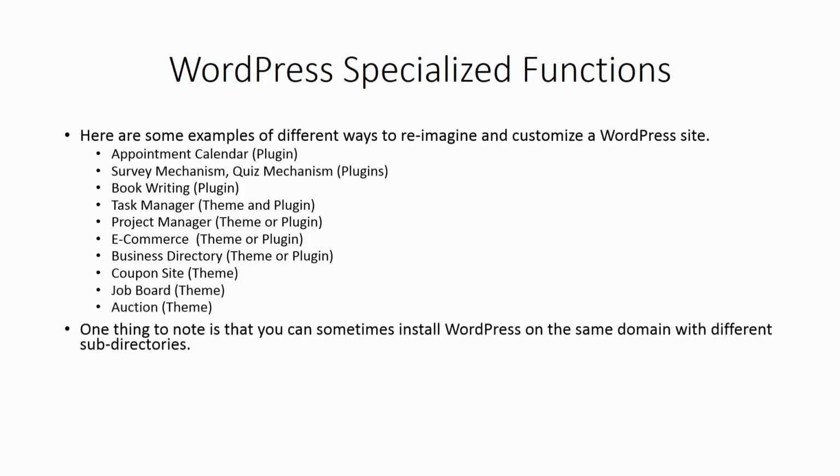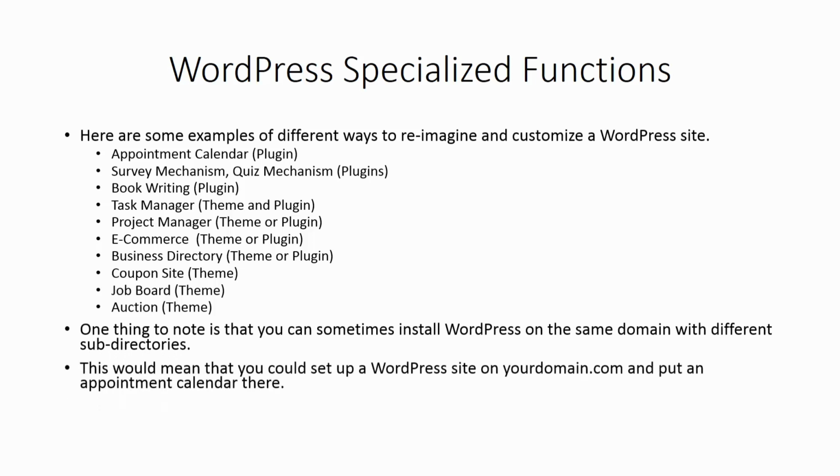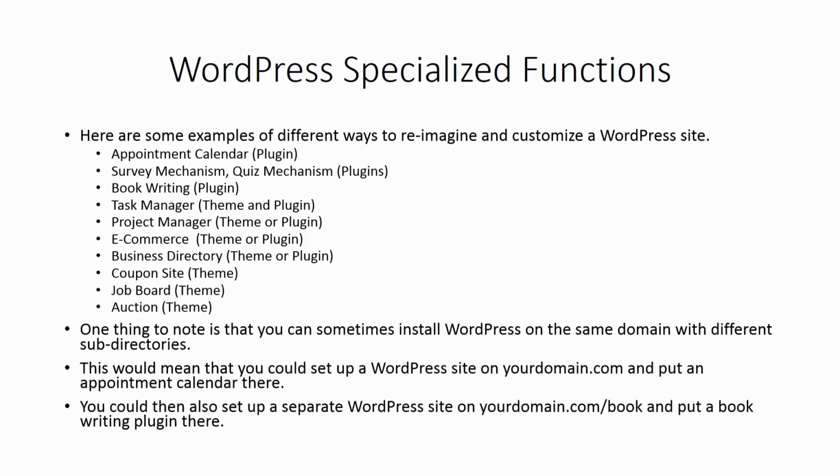The one thing to note is that you can sometimes install WordPress on the same domain with different subdirectories. This would mean that you could set up a WordPress site on yourdomain.com and put an appointment calendar there. You could then set up a separate WordPress site on yourdomain.com/book, or using the subdirectory, and put a book writing plugin on that site. In other words, you'd have two separate installations of WordPress using two different functions.